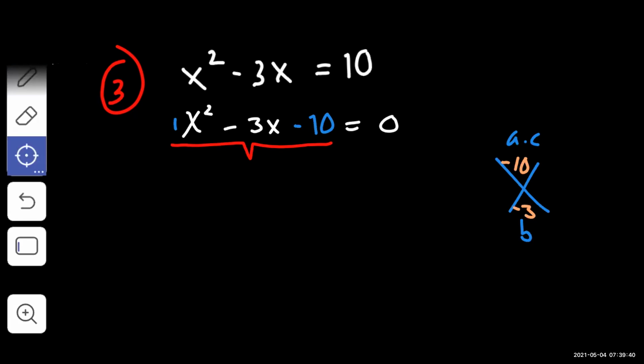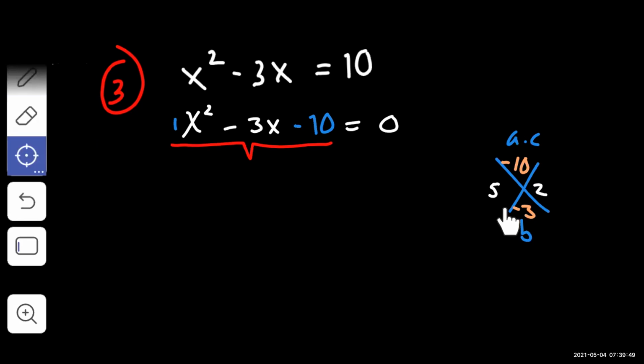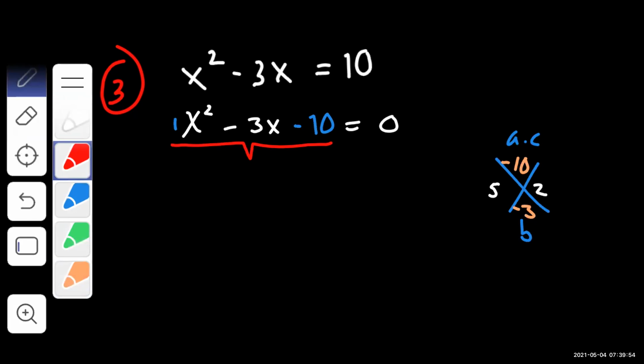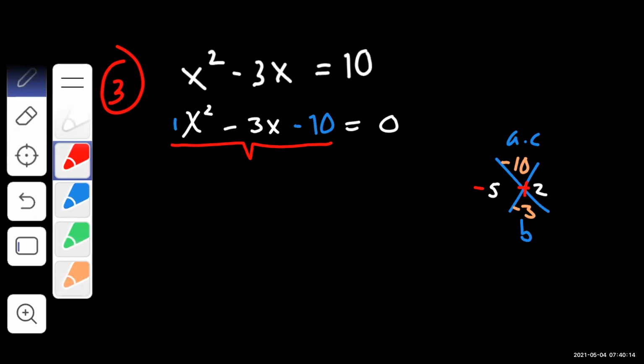Now two numbers that you can multiply to get 10. 5 times 2. I will go with that one. But now with 5 and 2, you need to get negative 3 by adding or subtracting. So which one is positive, which one is negative? The biggest one is negative: negative 5 and positive 2. Let's check it. Negative 5 and positive 2, 5 times 2 is 10. Negative times positive is negative. That's working. Negative 5 and positive 2 is negative 3. It looks like everything is just working out.